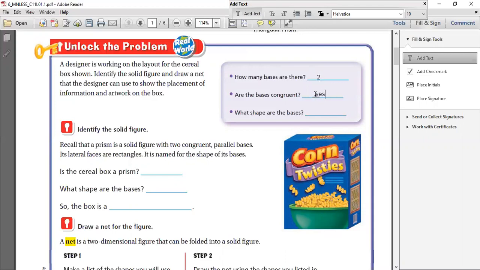Yes. Congruent means equal. What shape are the bases? This is a base. So from this base, what can you say? It is a rectangle. So the bases are rectangles.